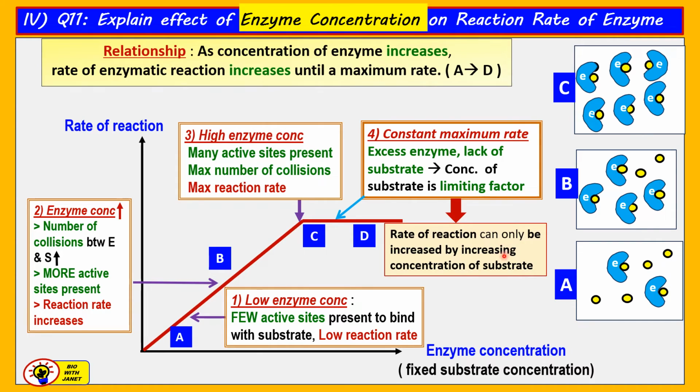So the rate of reaction can only be increased by increasing the concentration of substrate. So from A to C, enzyme concentration was the limiting factor, because when you increase the enzyme concentration, the rate of reaction increases. But from C to D, substrate concentration becomes the limiting factor. You can only increase the rate of reaction here if you increase the concentration of substrate. So if you were to draw another graph for higher substrate concentration, it will be at a higher level than this graph.